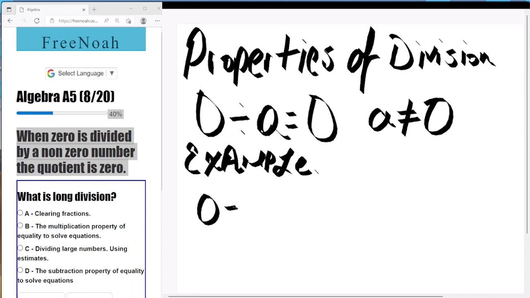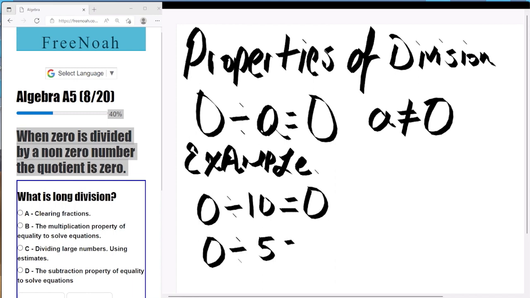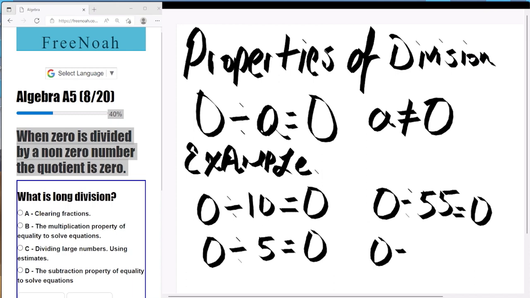Fairly easy example. 0 divided by 10. Well, that's going to equal 0. Our a equals 10 here. How about 0 divided by 5? Well, that's also going to equal 0. 0 divided by 55. What does that equal? Well, that's going to equal 0.